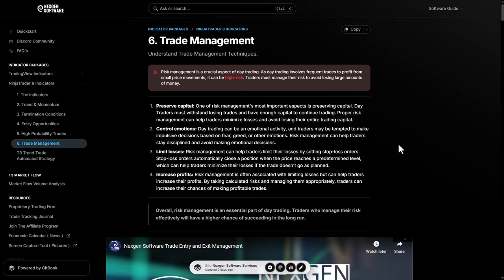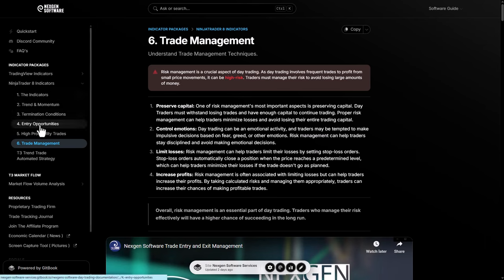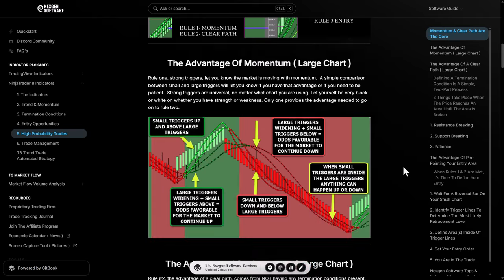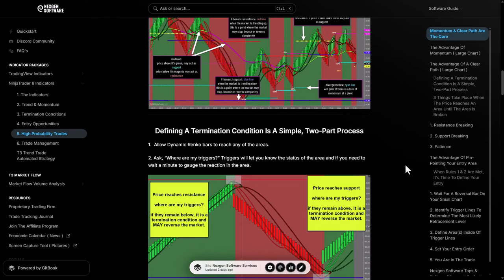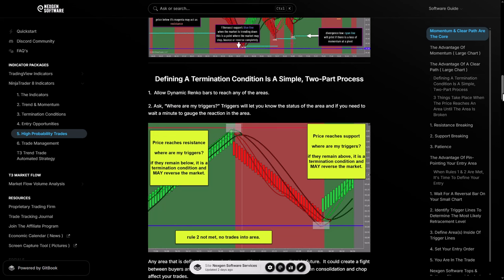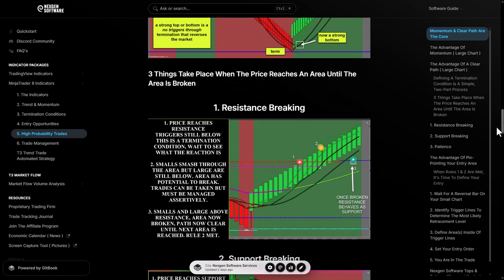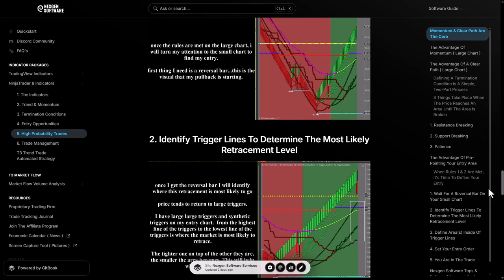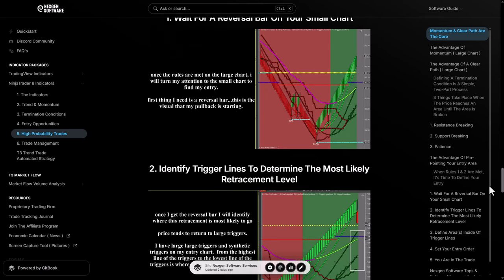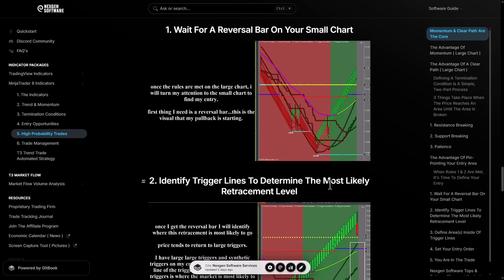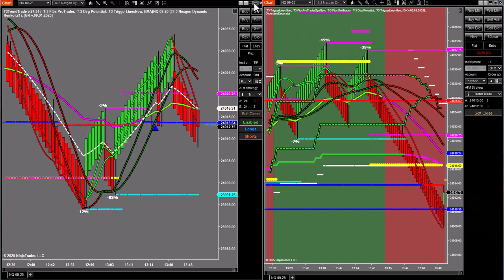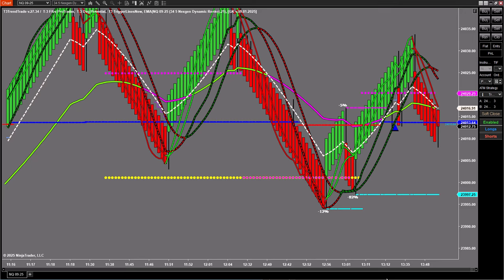One of the things that the automated system does is it does a really good job of giving you high probability trend trade looks. And it does all of the work on the large chart. So if you're going through our user guide and you're looking at potentials for trend trades and the rules and the triggers and all of the things that we teach you guys, again, you wait for reversals on the small chart, pulling back to areas. Anyway, the system, the strategy will do all of that work for you.